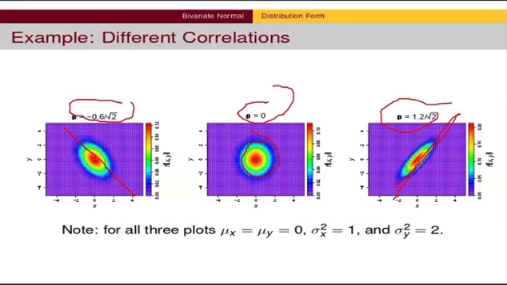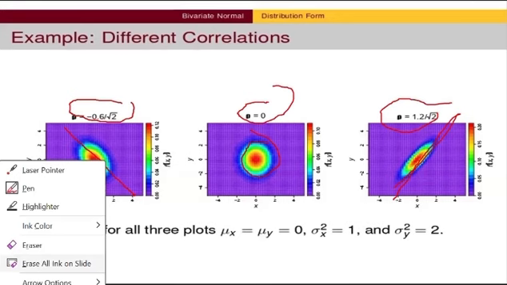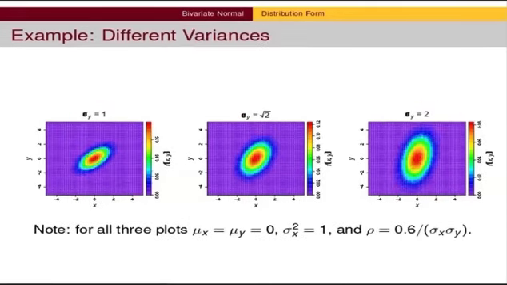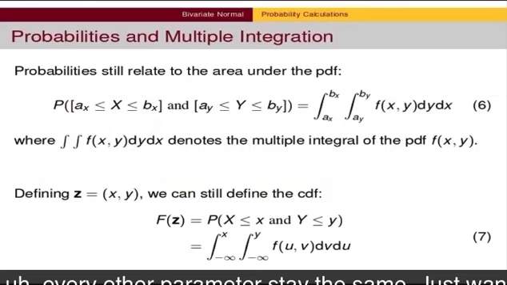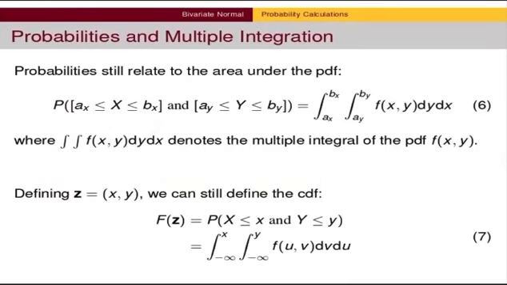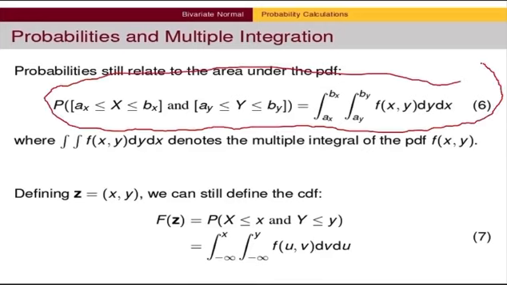I'm going to keep moving. If I want to investigate different variances, with every other parameter staying the same, I just wanted to show that. Now I want to go into calculus. Do you know what we want to achieve with equation 6?